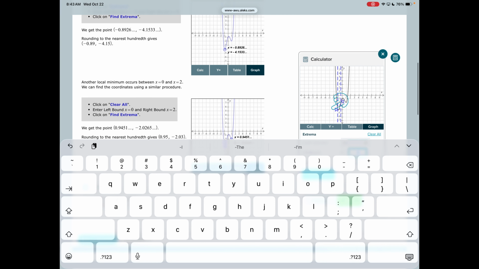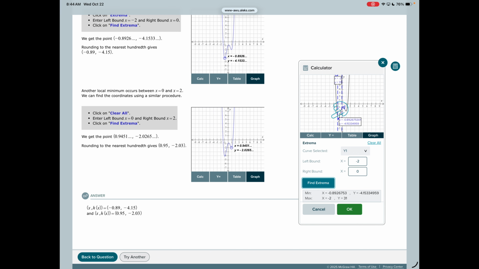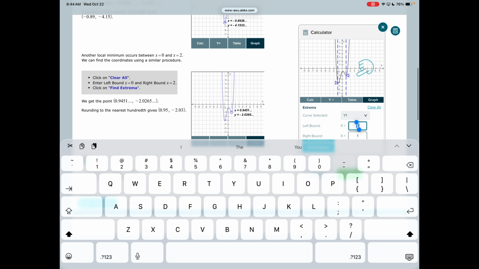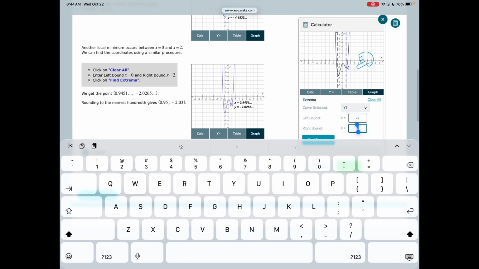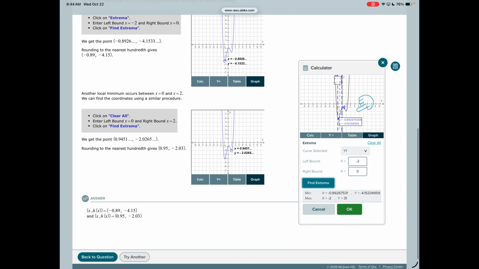So I want to find it. The one on the left is between -2 and 0. So if I click find extrema right there, that finds the one I am looking for. You can make it go between the blue lines, or you could just type this in. So -2 and 0, you have to identify where they are by looking at it. Then you click find extrema, and it says my x is -0.89 and y is -4.15. So that's the first one.